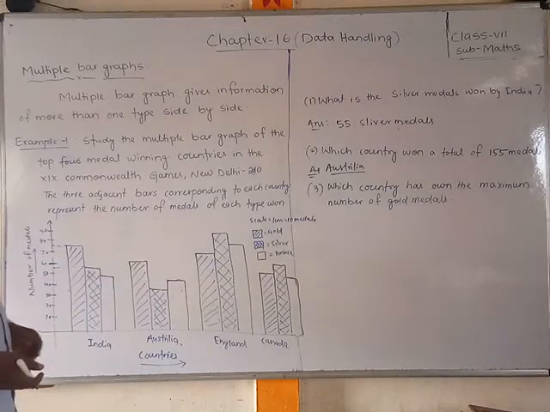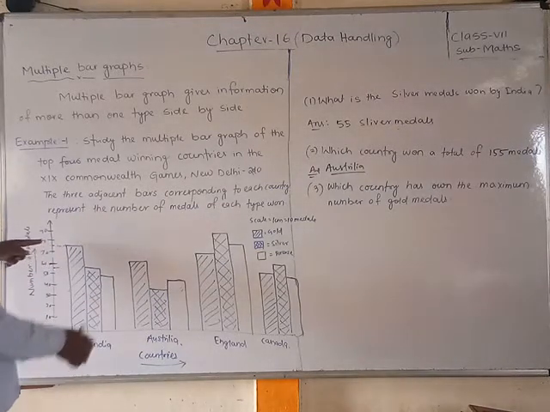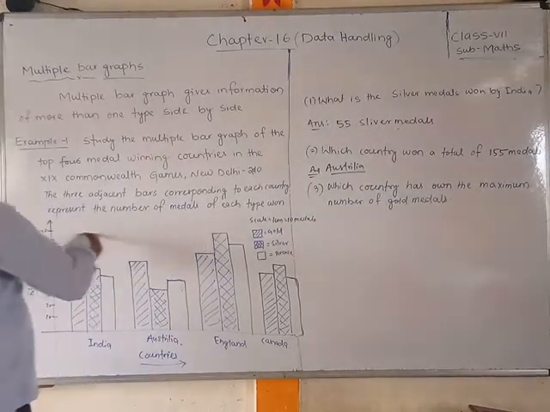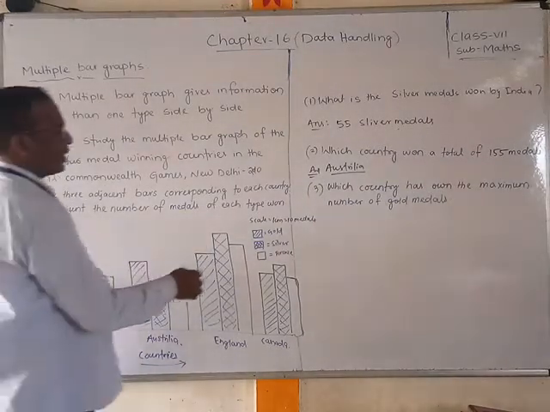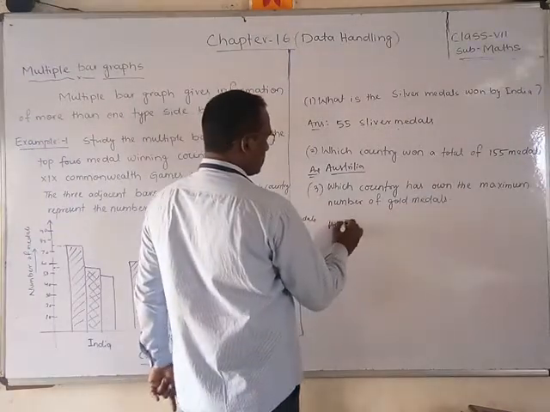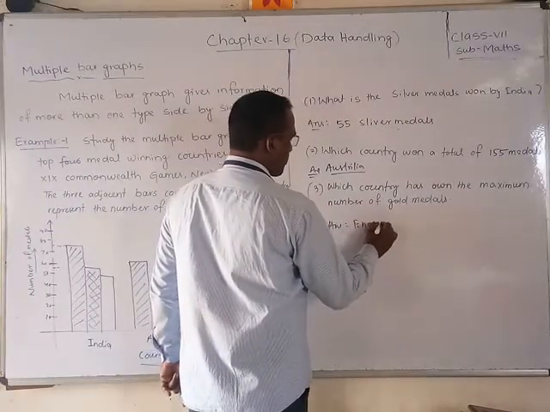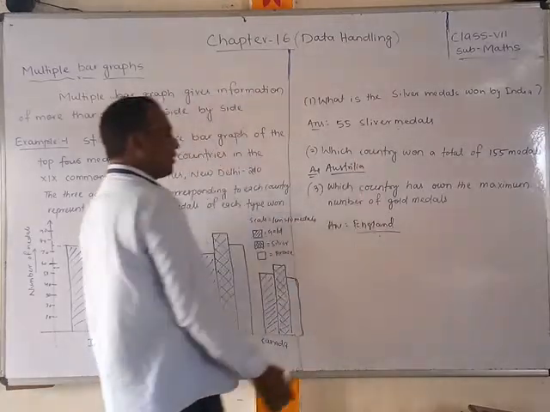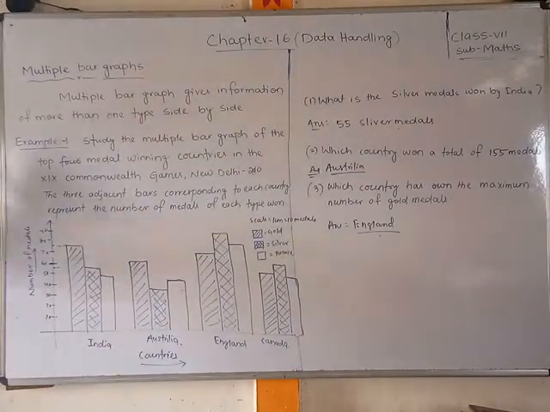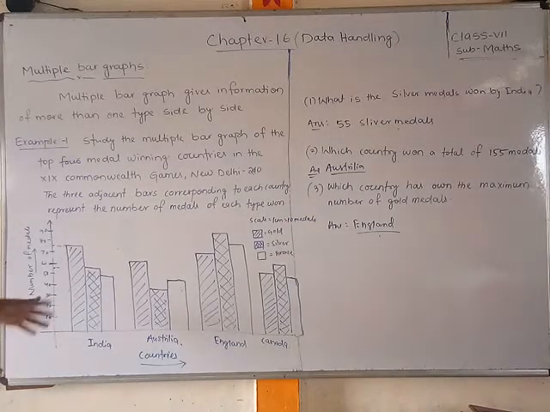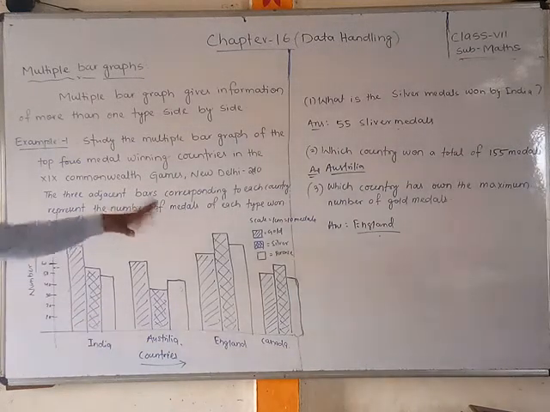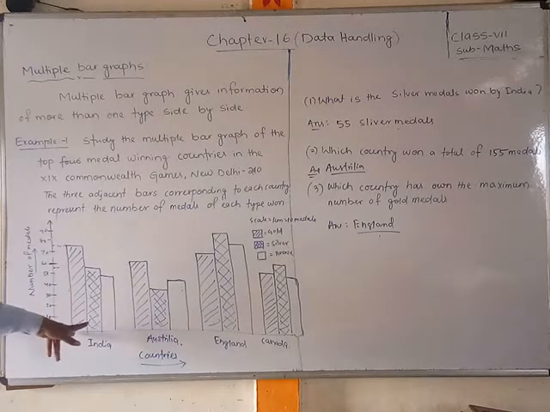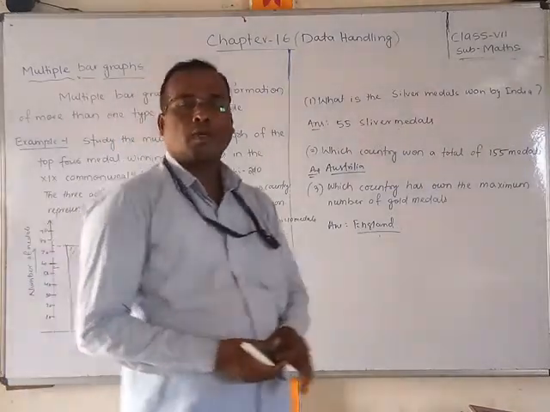Silver, gold, and bronze. Which country has won the maximum number of gold medals? If you see, England is the highest, with 80. So the answer is England. Many different questions can be asked from these graphs. Students, I hope you have understood multiple bar graphs. How can we draw them? You have to take the same width and the same scale. If the data is double, draw double bars; if triple, draw triple bars. This is called a multiple bar graph.